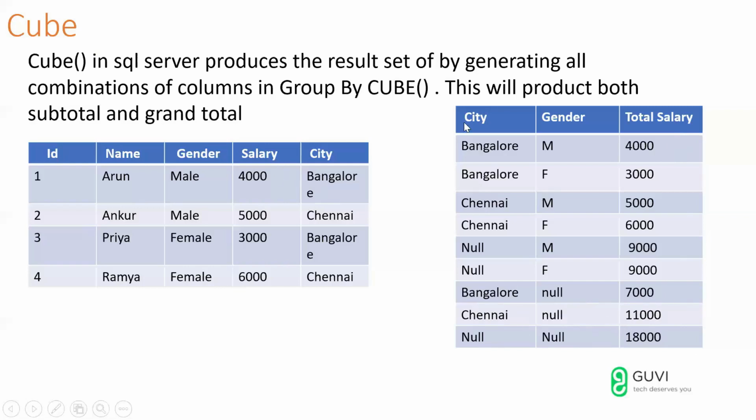So what it does is you're just doing a cube of combinations. You give 2 columns, basically city and gender, and it generates all combinations of columns. You don't give anything specifically directing SQL Server to do anything. You just group by all combinations along with the grand total, and it will produce the result set.